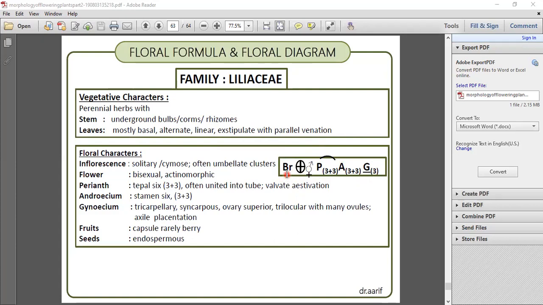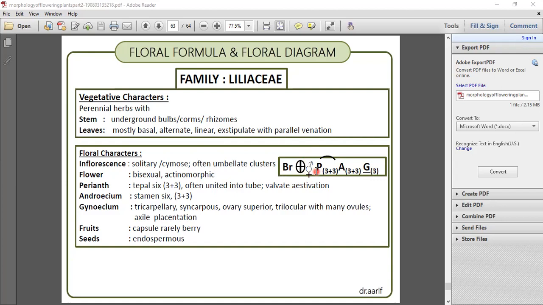Ma'am, they are bracteate flowers. Very good. Then, ma'am, they are unisexual. No, actually it is shaded. This has come down, that's why they are bisexual, beta. Actinomorphic. Now, what do we mean by P? Perianth. Perianth.